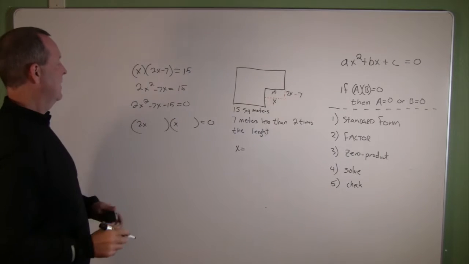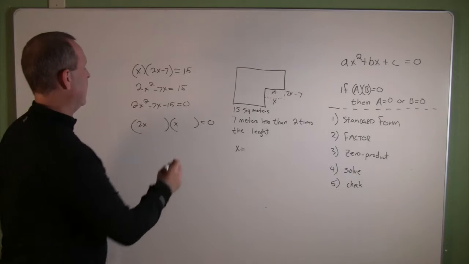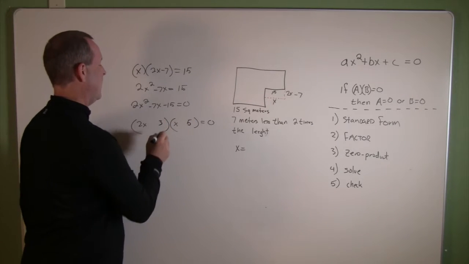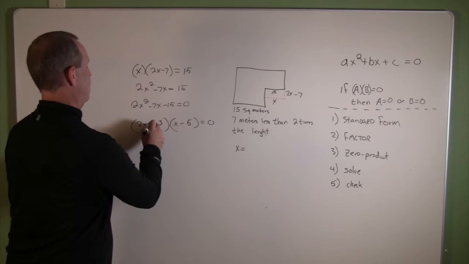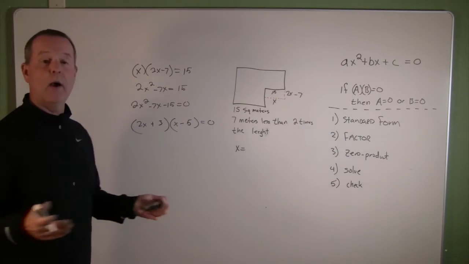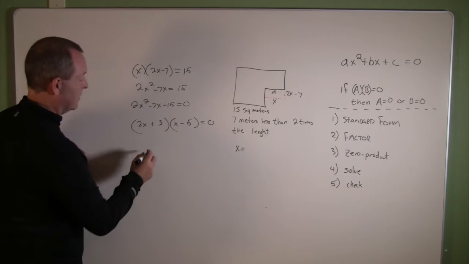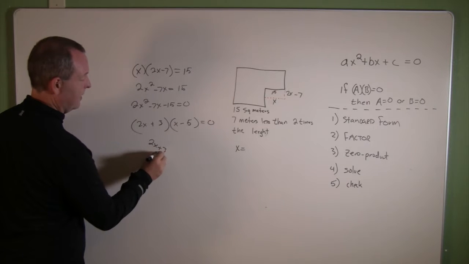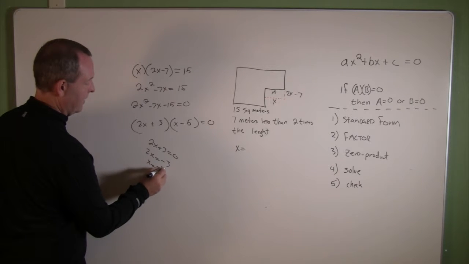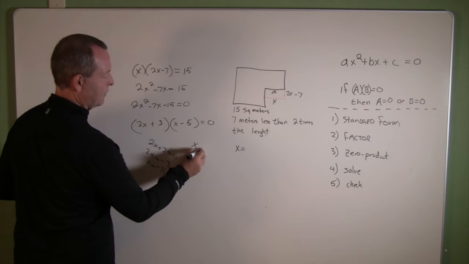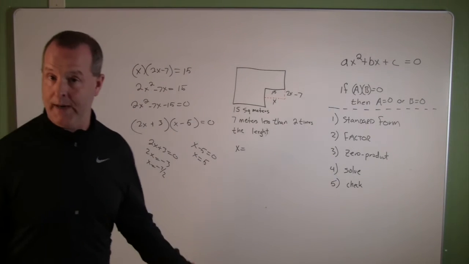2x and x, factors of 15 that make a 7 with everything else, 5 and 3. I have to have a negative 7x, so that's going to be a negative 5 and a positive 3. All right, through some trial and error, I found its factors. Let's set each factor equal to 0. 2x plus 3 equals 0, 2x equals negative 3, x equals negative 3 halves. x minus 5 equals 0, and x equals 5. There are my two apparent solutions.